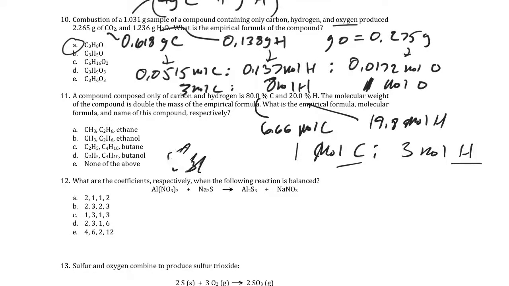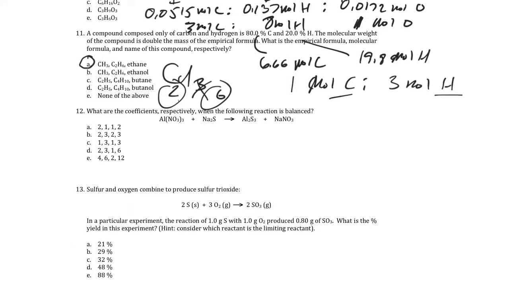So CH3 is the empirical formula, and there's 2 of these units in the molecular formula, so C2H6, and that's ethane. So empirical CH3, molecular C2H6, name ethane.